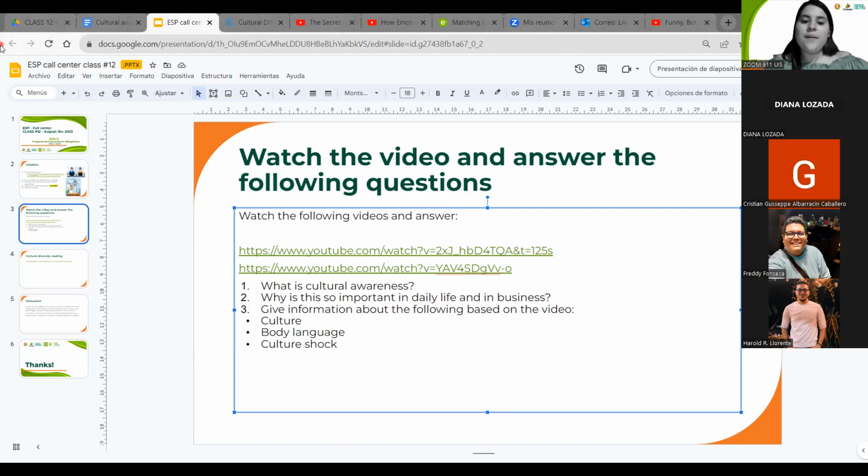Excellent. Number 2, why do you think that cultural awareness is so important in our daily lives, but also in business? Why is it important and why do we need to pay attention to it? Because it can lead to misunderstandings, and depending on the place, even problems with the law, because some places have very strict laws about something.